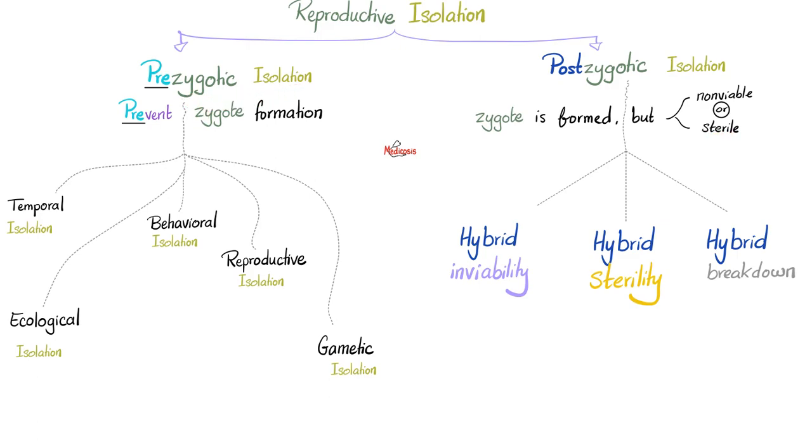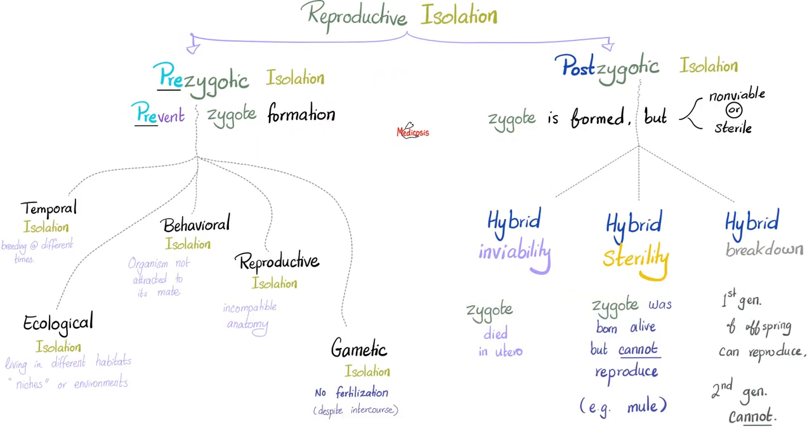Prezygotic isolation could be temporal, ecological, behavioral, reproductive, gametic. Post-zygotic could be hybrid inviability, I am not viable, hybrid sterility, I am sterile, or hybrid breakdown. I was cool in the beginning, but then later generations will suffer. Now let's talk about each concept.